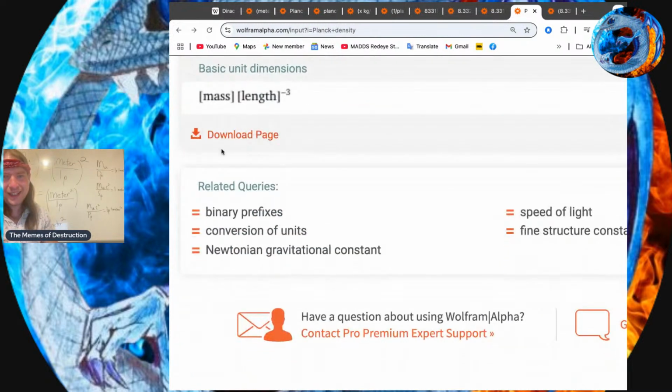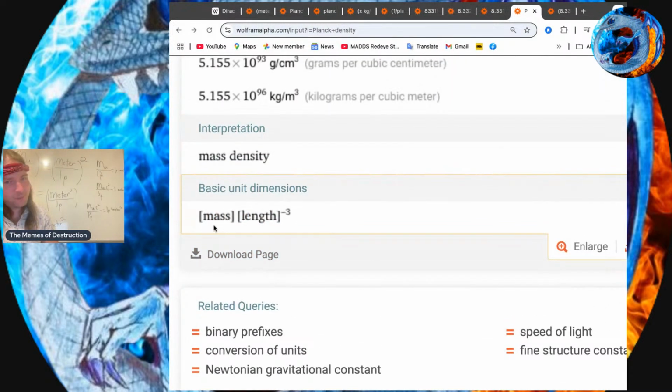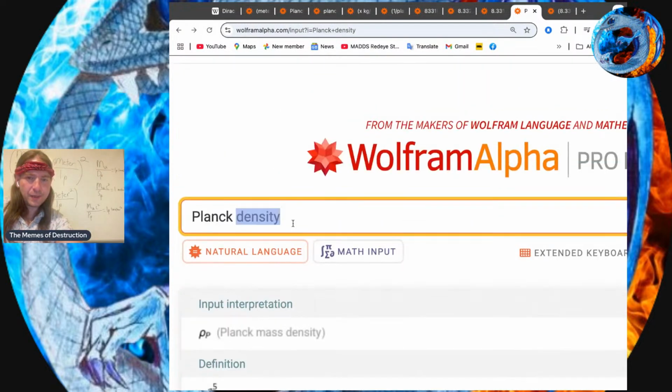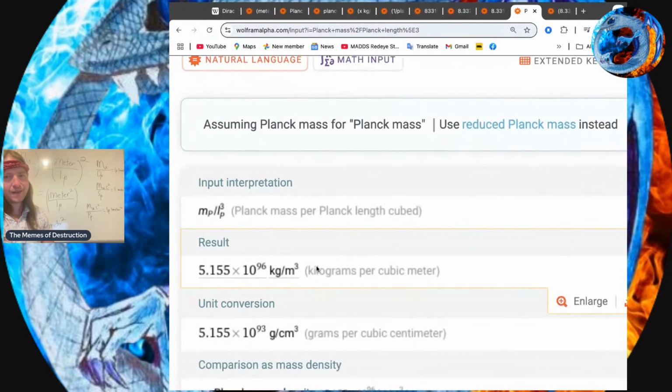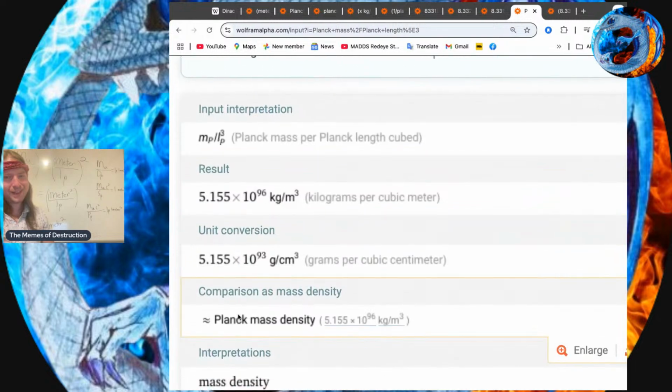All right, so Planck density, the Wolfram Alpha here, it gives you the dimensions. So it's dimensions of mass, and since this is a -3 in the exponent, it goes in the denominator. So we could write that out as mass divided by length cubed. It's in the denominator. And then we got our number, that ginormous number. As we can see, it's approximately the Planck mass density, 10 to the 96 kilograms per meter cubed.